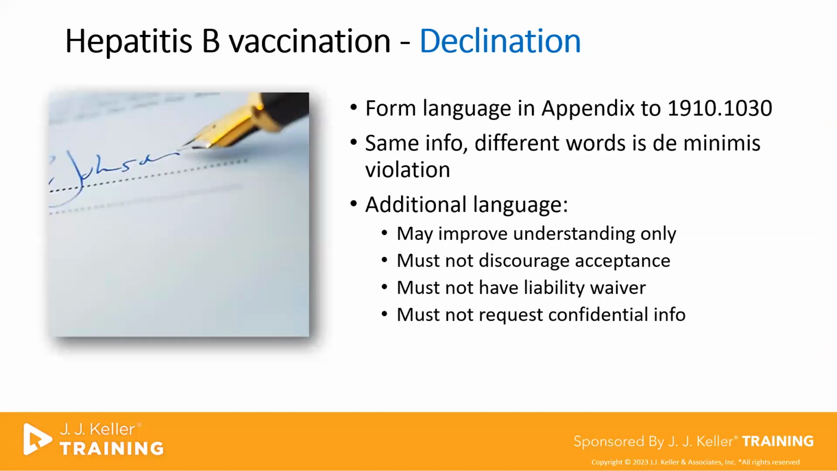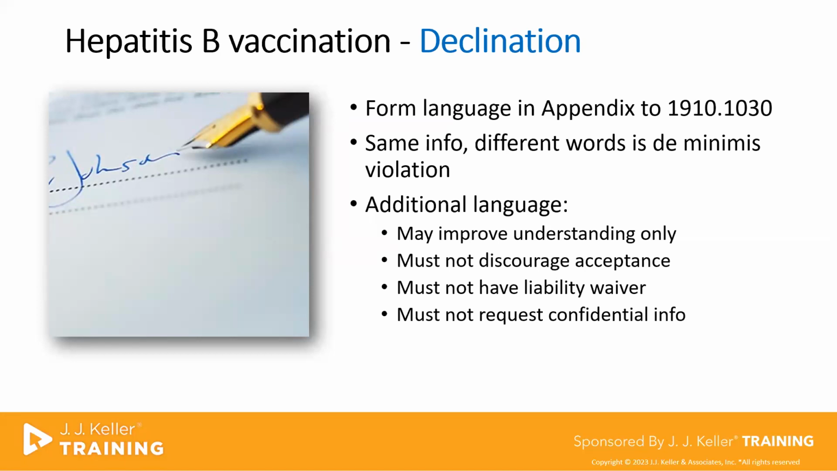Employers must ensure that workers who decline the vaccine sign a declination form. The language is set forth in Appendix A to the standard. Using a form which conveys the same information as Appendix A but with different words may be considered a de minimis violation. Any additions to the language should be made only to improve comprehension. The form must not add language that would discourage worker acceptance of the vaccine or add liability concerns. If you add information that requires the worker to provide confidential medical information, either on the declination form or on a separate form, a citation may be issued.